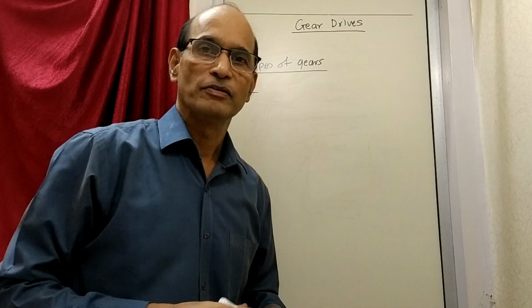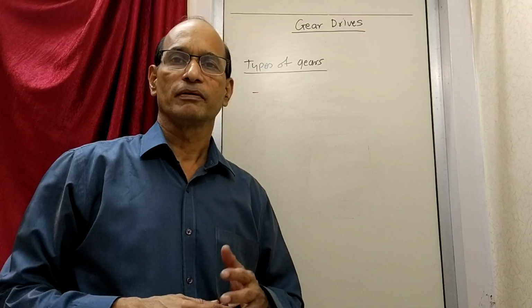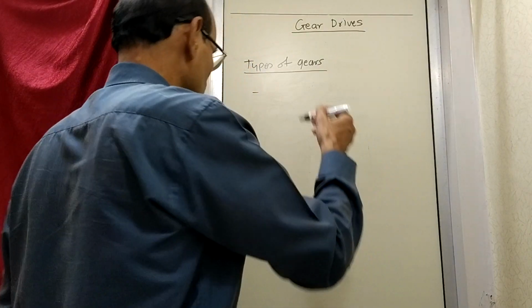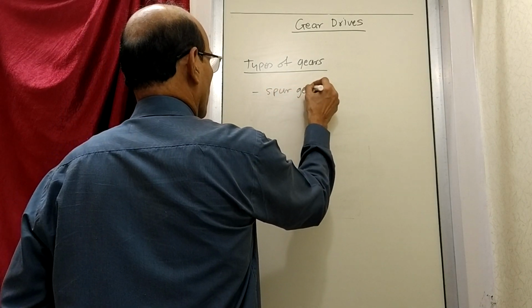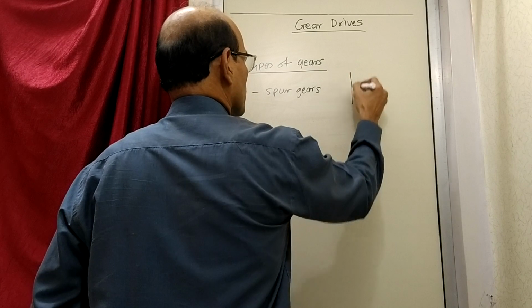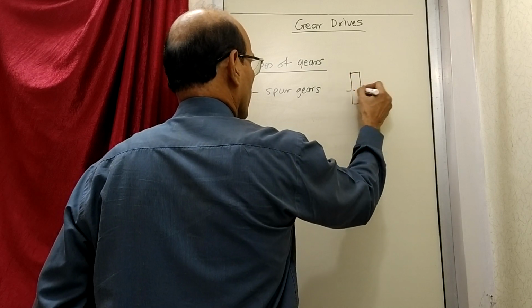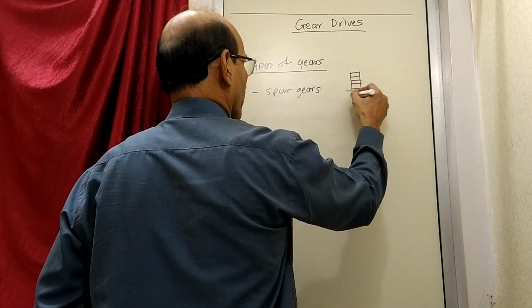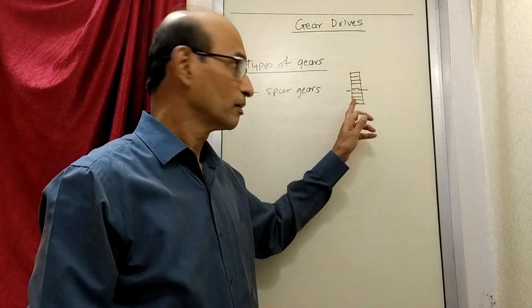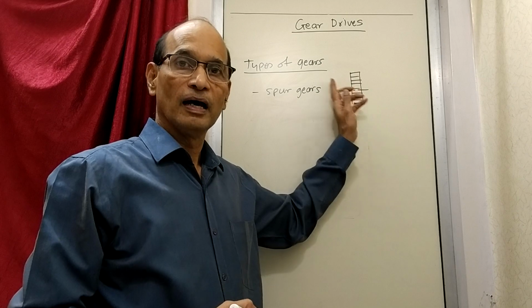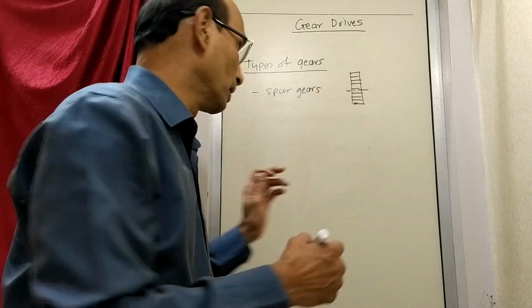Once you say gear drives, that means we are using gears, and gears are of different types. This could be a revision for you. Spur gears. Spur gears are the ones which have the teeth parallel to the axis. I have drawn the side view of the spur gear, and the lines are representing teeth. They are parallel to the axis. That is a spur gear.